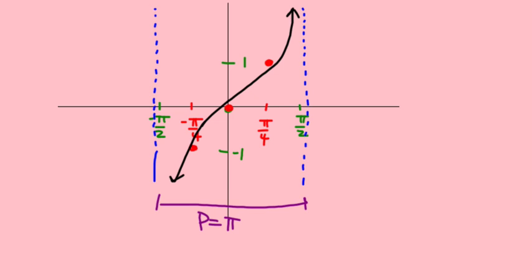The range is undefined, or doesn't exist. It's everything. It's all real numbers. There's no restrictions on that range. But there is on the domain. There's going to be asymptotes for every distance of pi.